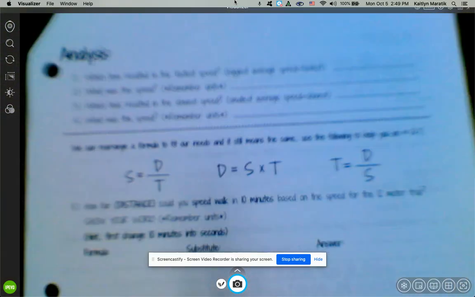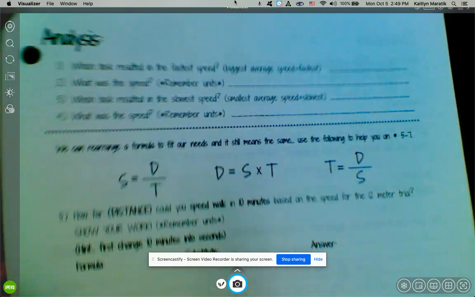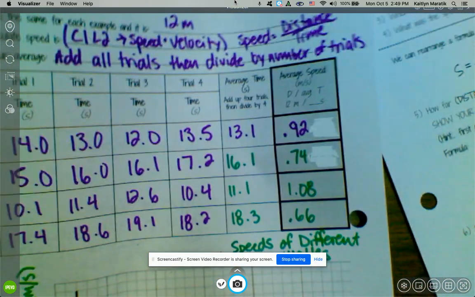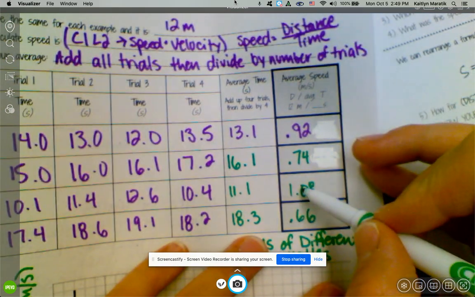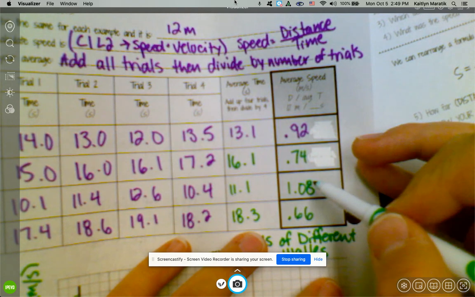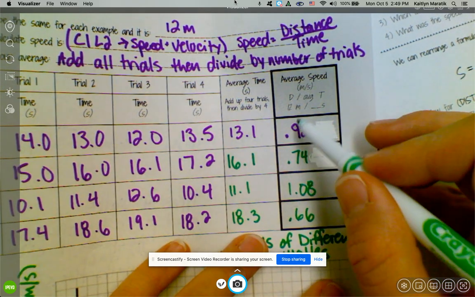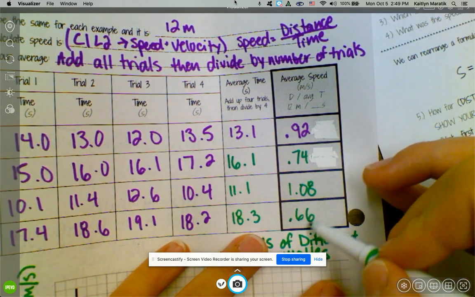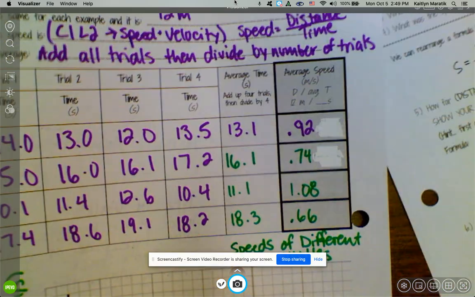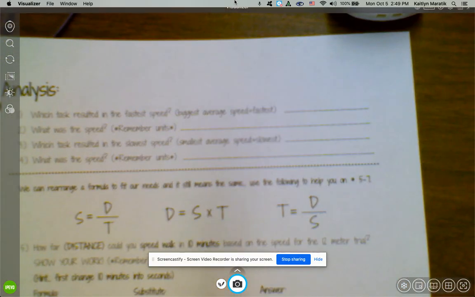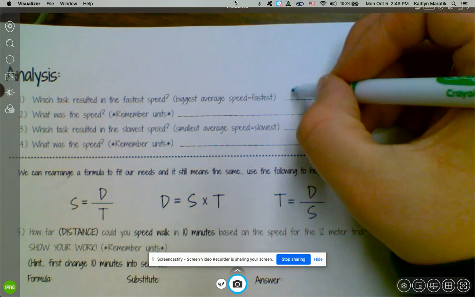So now we need to do which task resulted in the fastest speed. Which one is the biggest average? So you've got to think about this in terms of this one was going 0.92 meters per second versus this one 1.808 meters per second. You're going faster here than you are here. You're going like half a meter per second here versus almost double that here. So which one was the fastest? It's going to have your biggest number. That is, for me, speed walking. Please put your actual.